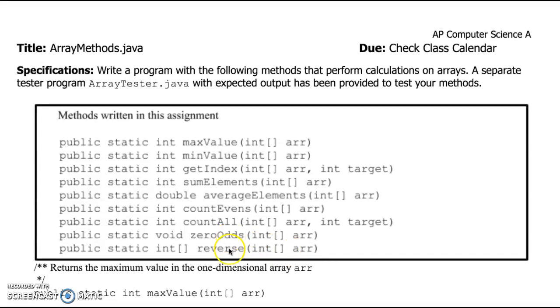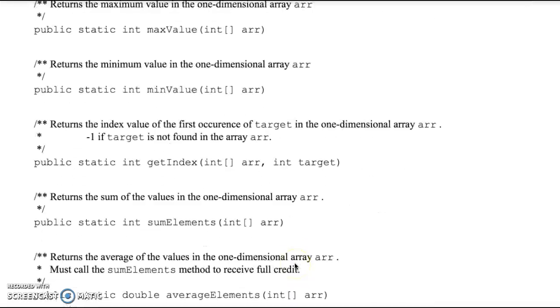So I'm going to work on these last two methods, zero odds and reverse. And so let's go ahead and get started, and we'll talk about, you'll notice these method headers are different. One's a void method, one's not. So we'll talk about that a little bit.